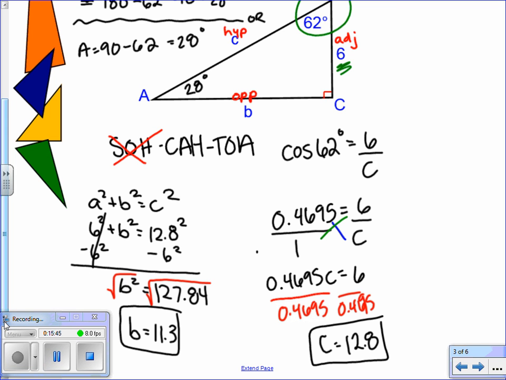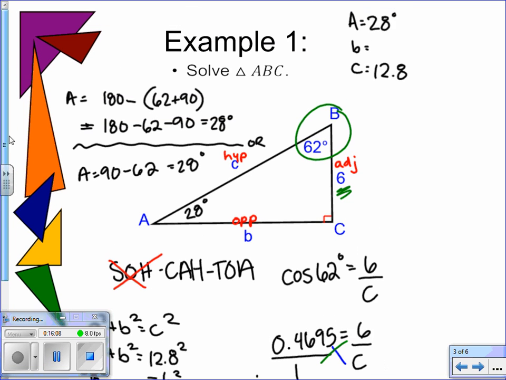If you want to write out 6 squared is 36 and 12.8 squared is whatever that is, and then subtract 36, if that's better for you, you can do that. I just don't want to write out those numbers. Okay. So you get the same answer that I get. And then if I go back and I fill in that 11.3, I'm going to see I found everything I was supposed to find. I found all the missing pieces.